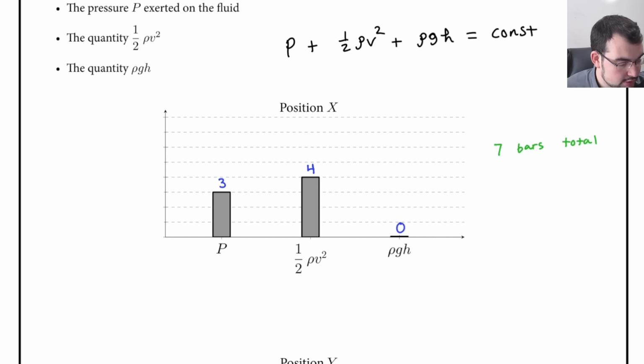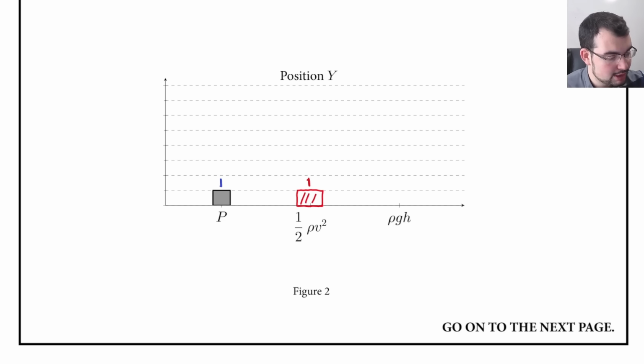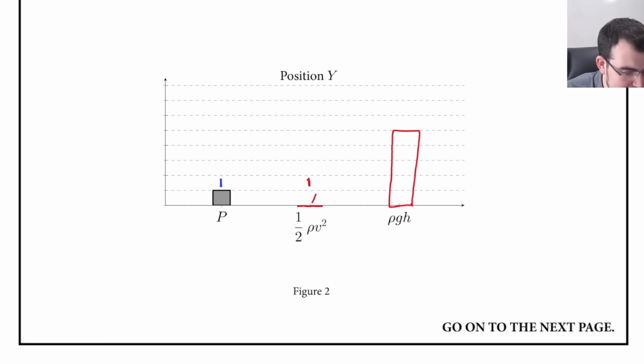So rho GH, well, I have 7 bars total, and I have 2 bars right now. So rho GH must be worth 1, 2, 3, 4, 5. I don't like my little shading in this. I'm just going to keep this at 5.